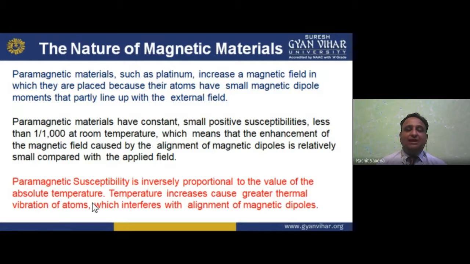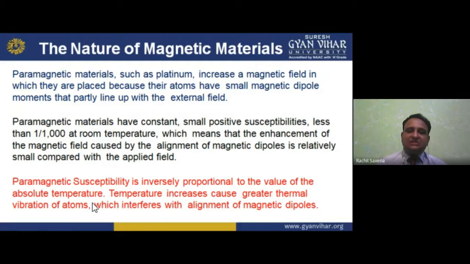Less than 1 by 1000 at room temperature. It is very small. This means that the enhancement of the magnetic field caused by alignment of magnetic dipoles is relatively small compared with the applied field.